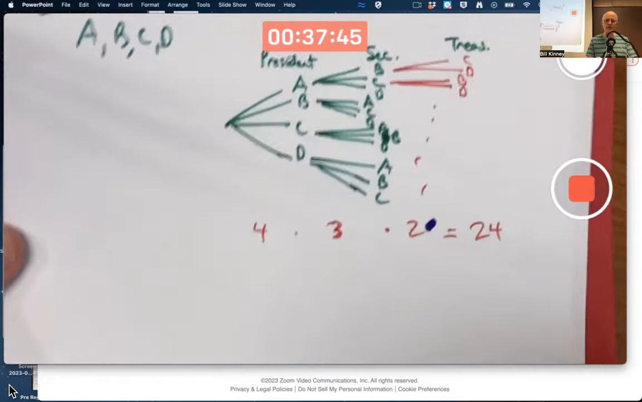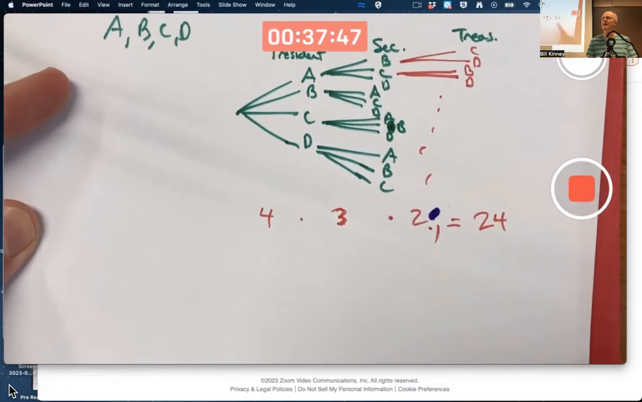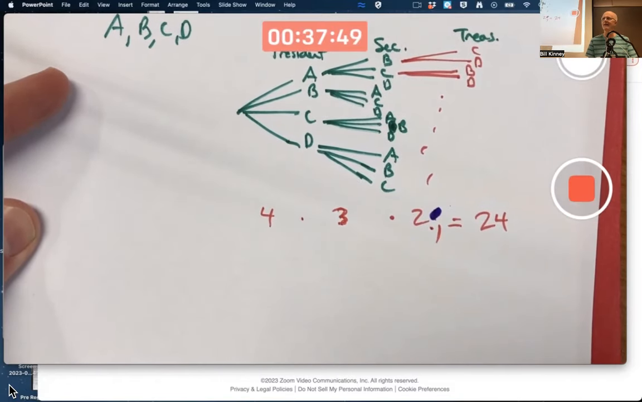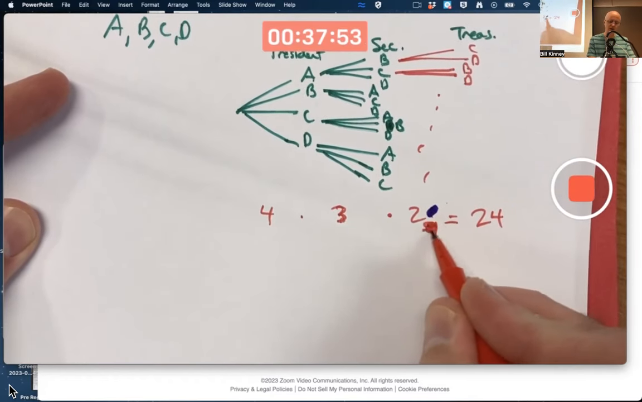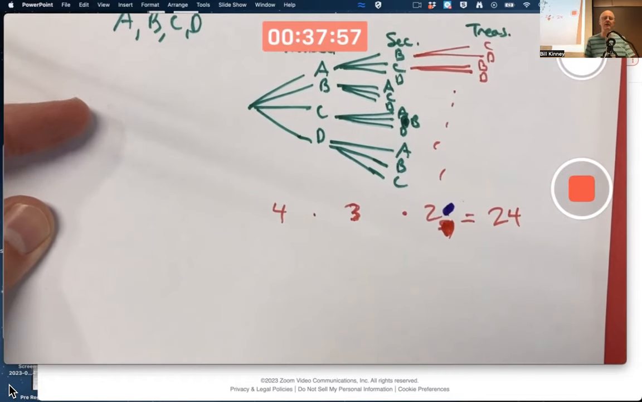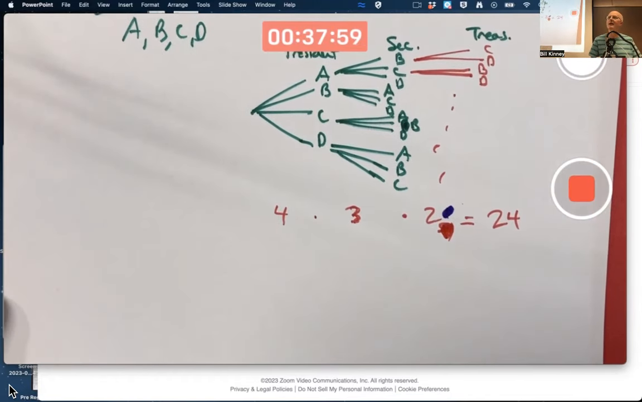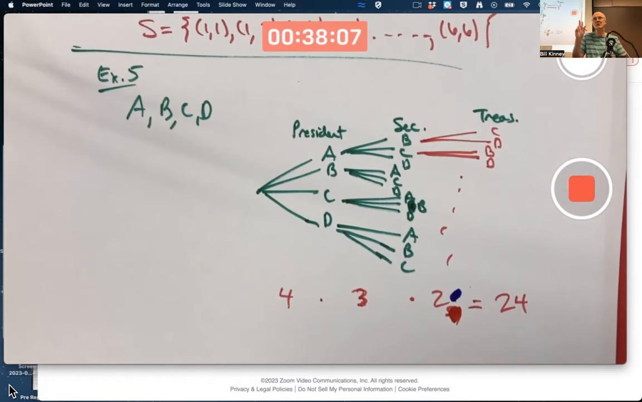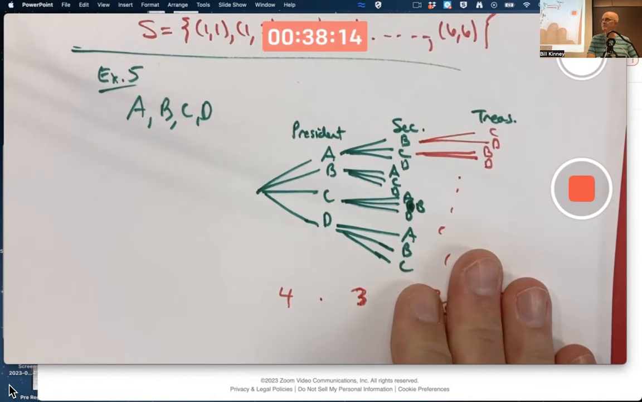And for fun, why don't we also multiply by 1? Actually, I'm not going to want that. I was thinking too far ahead. Ignore that. I was thinking of something called a factorial. We're just doing 4 times 3 times 2. If I was only choosing two, one for president and one for secretary, with no treasurer, the answer would just be 4 times 3, 12.